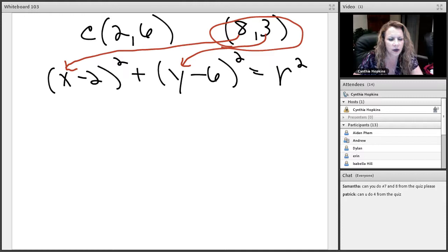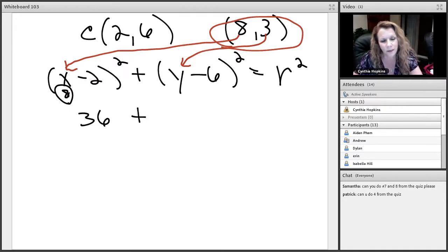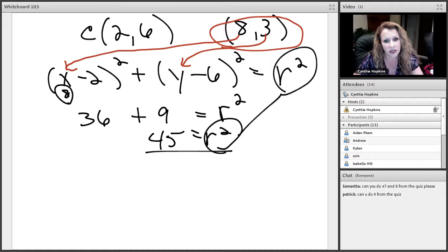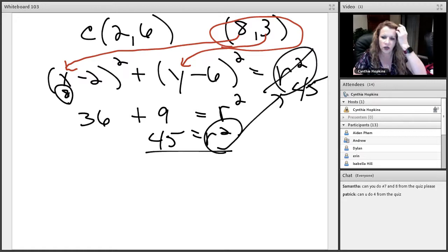So when I plug in an 8 right here for x, I get 8 minus 2, which is 6, and squared is 36. Plus, when I plug in my 3, you'll notice that this is exactly what the distance formula was, right? 3 minus 6 is negative 3. Square it, I get 9. And that sum equals r squared. So 45 equals r squared. And I don't even need to take the square root and solve for r, because look, my equation is supposed to equal r squared. So I just cross out that r squared and I write 45, and there's my equation. All right, so two different ways you can go about doing that.